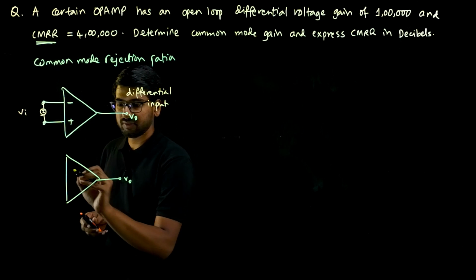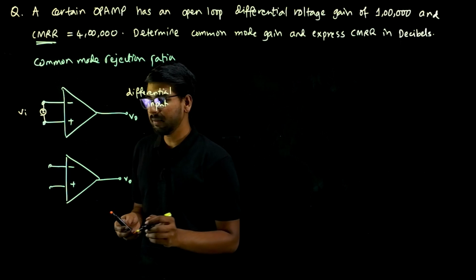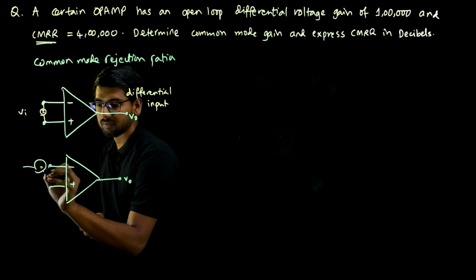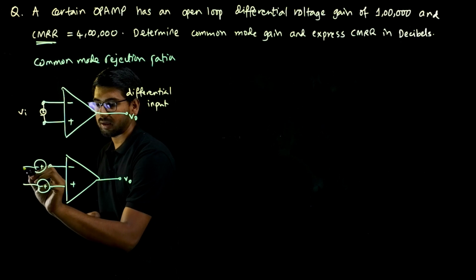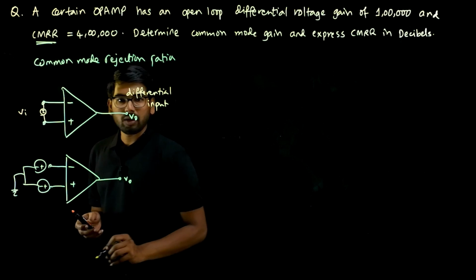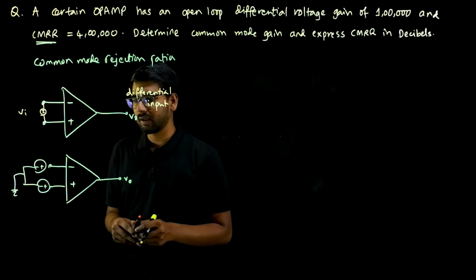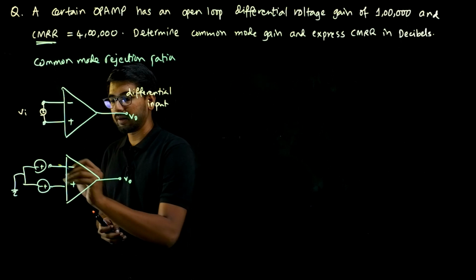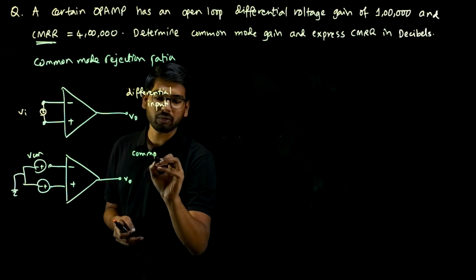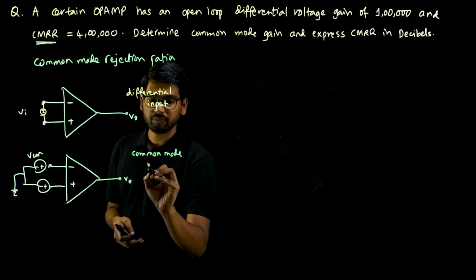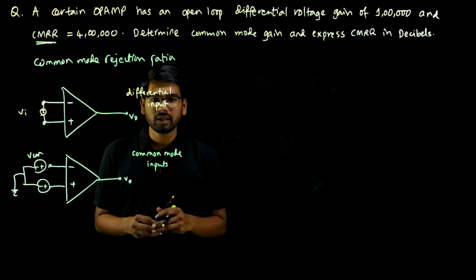Another way of using an OPAMP is something like this. The output terminal is here, negative and positive. To both of these terminals, you apply the same voltage, plus minus. So both of these are the same, they have the same magnitude. This type of input is called a common mode input. In reality, these are not separate.